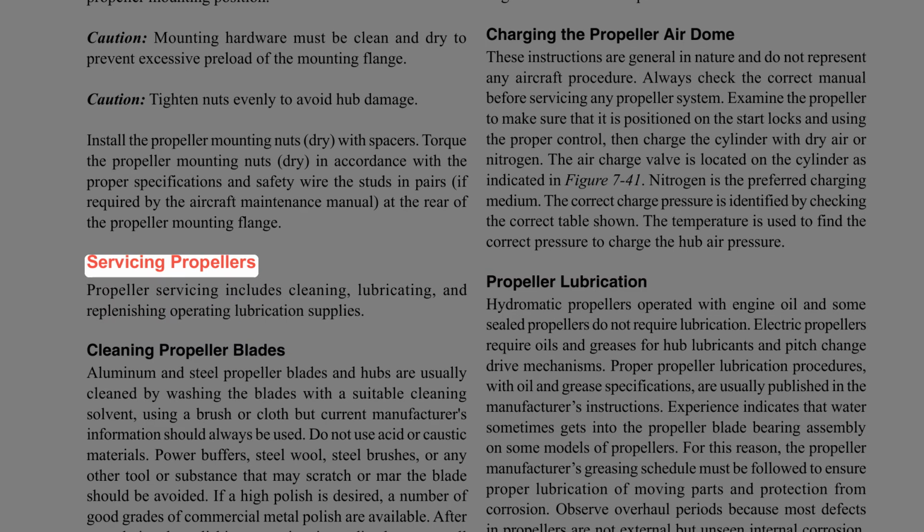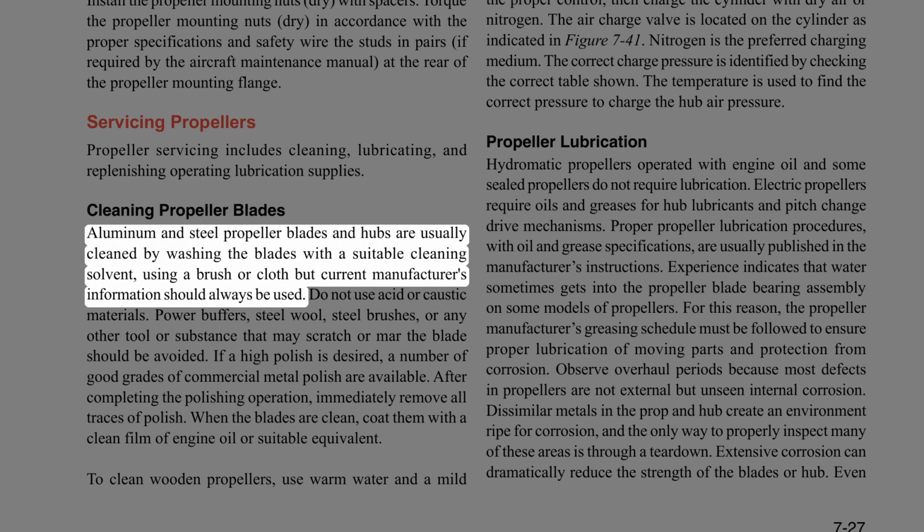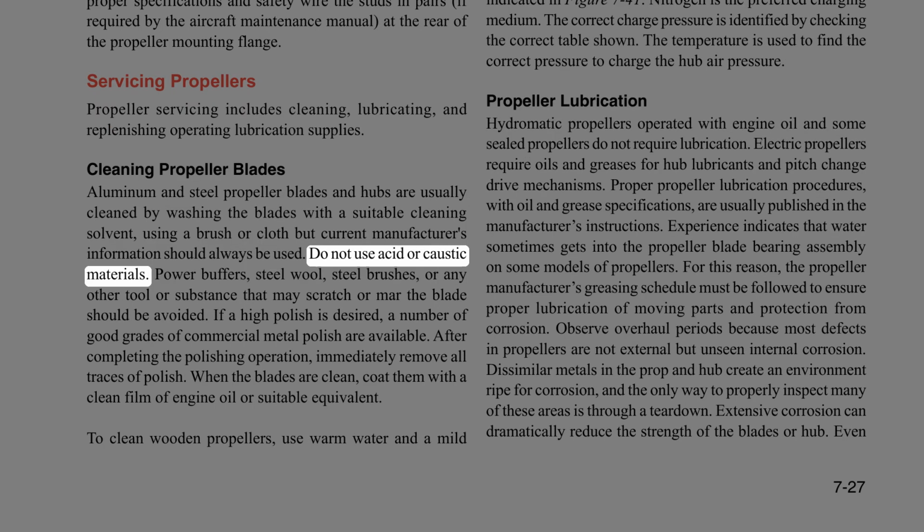Servicing propellers. Propeller servicing includes cleaning, lubricating, and replenishing operating lubrication supplies. Cleaning propeller blades. Aluminum and steel propeller blades and hubs are usually cleaned by washing the blades with a suitable cleaning solvent, using a brush or cloth, but current manufacturer's information should always be used. Do not use acid or caustic materials.